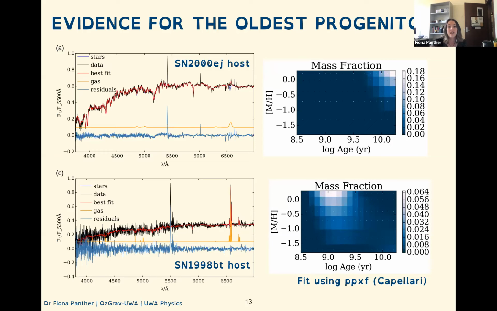And on the right-hand side, this is just a plot showing the mass fraction of stars in that population that are in different age bins and metallicity bins. So that top one, you've got relatively high metallicity and very old stars.